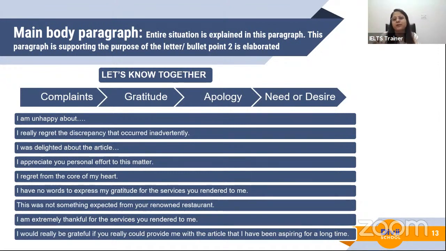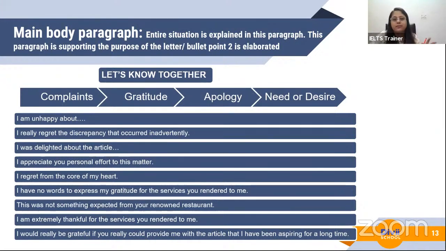Entire situation is explained in this paragraph, and this paragraph is supporting the purpose of letter, or you can say bullet point 2 is elaborated into this particular paragraph. So you will be writing what the situation is and what actually you expect that person to do for you. For example, your friend has written a letter to you and he wants to ask about different places that can be visited in your country. So you will be elaborating all these places, or maybe whatever the good points of attraction you really feel like suggesting to that person. You will be writing everything into the main body paragraph while explaining what actually different places you can visit.